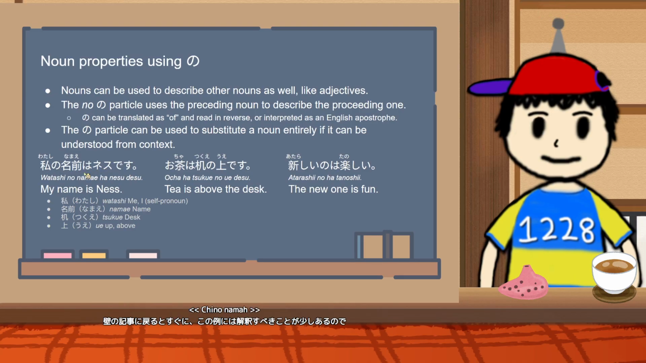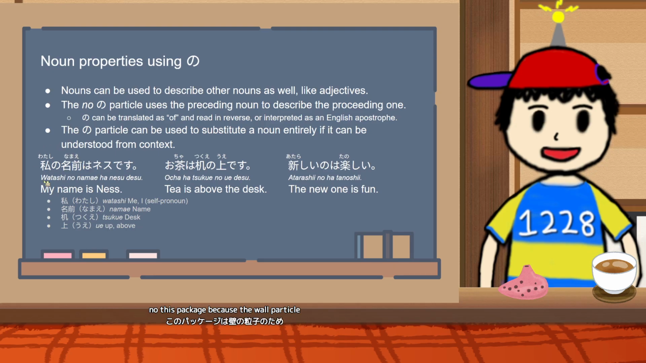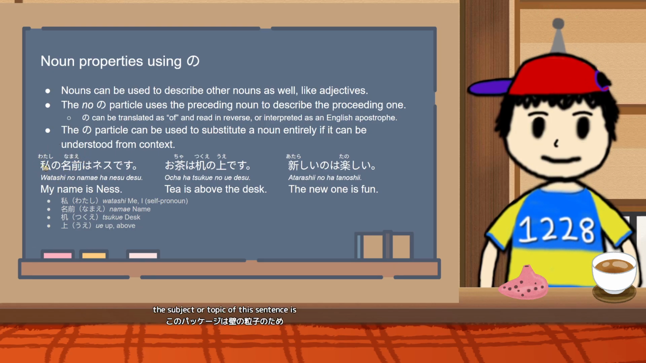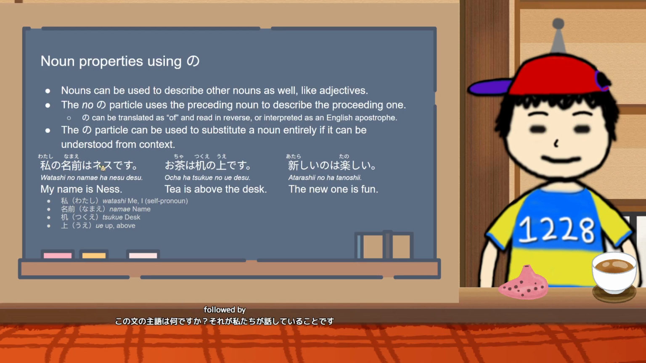Going back to the wa particle really quick, because there's a bit to unpack with this example. Watashi no namae wa. We see the wa, right? Actually, let's take a step back. Watashi no. When we see the no, that means that the particle no combines whatever comes before it and whatever comes after it as its own package. So, watashi no namae. We got a package here, right? And the package goes with wa. So this package, because of the wa particle, means the subject or topic of this sentence is this package. Watashi no namae. The name of mine is the subject of the sentence. That's what we're talking about. Followed by nesu desu. And if we just look at nesu desu, this literally, directly, one-to-one translates to as is Ness.